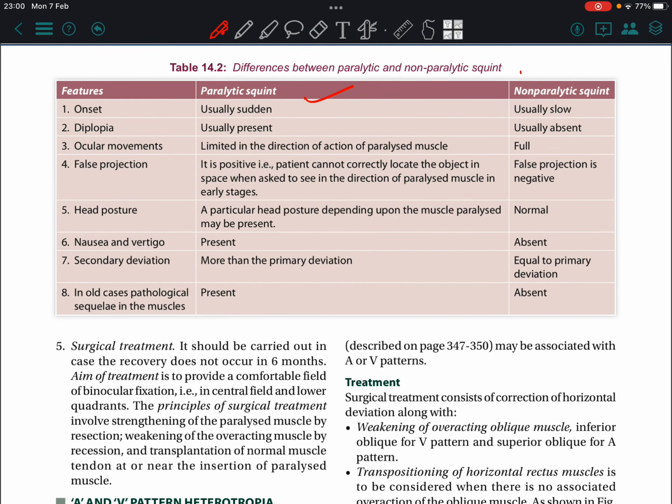Features of paralytic and non-paralytic squint: onset is sudden versus slow; diplopia is present versus absent; ocular movements are limited in a direction versus full; false projection is positive versus negative. Head posture: a particular head posture depending upon the muscle paralysis may be present, versus normal. Nausea and vertigo are present versus absent. Secondary deviation is more than primary deviation, versus equal to primary deviation. In old cases, pathological sequelae in the muscle are present versus absent.